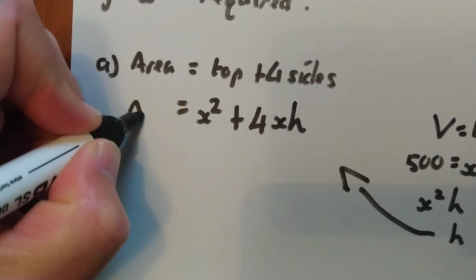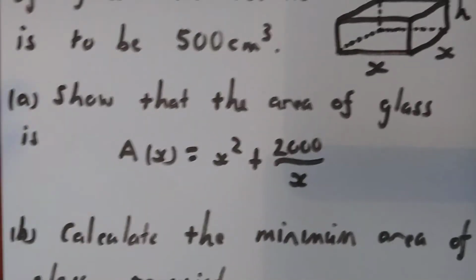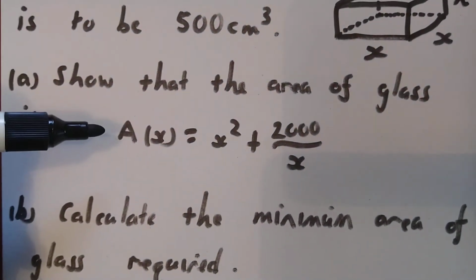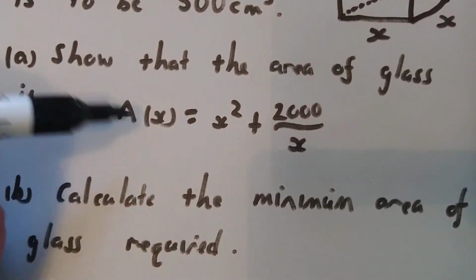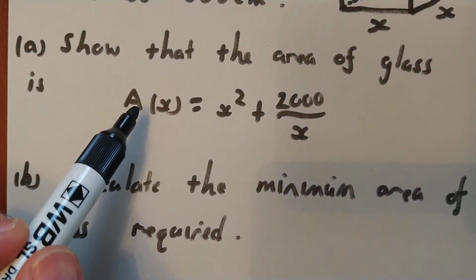This is A of x. How do I know to put A of x? Because that's what it said in the question. The area depending on x. A bit like we use f of x in other differentiation questions.